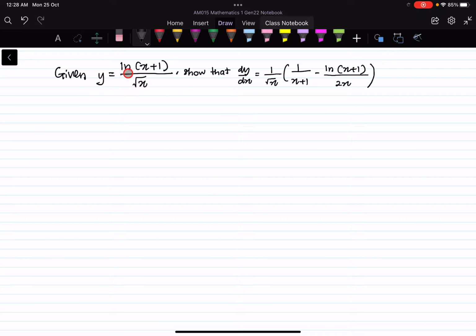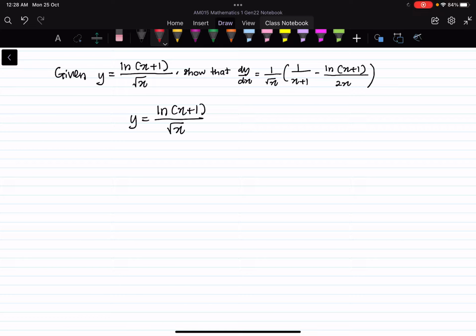Given y equals ln(x+1) over √x, show that dy/dx equals 1 over √x times (1 over (x+1) minus ln(x+1) over 2x). So let's copy down the question. We have y equals ln(x+1) over √x.